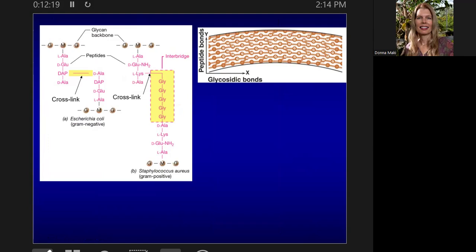So if you take that and just keep building blocks of this over and over, you end up with that really strong cell wall. And it takes a lot to break. When I was in grad school, we had to lyse open some bacteria, and we actually had to use a piece of equipment called a pressure bomb that would be forceful enough to burst open those cell walls.